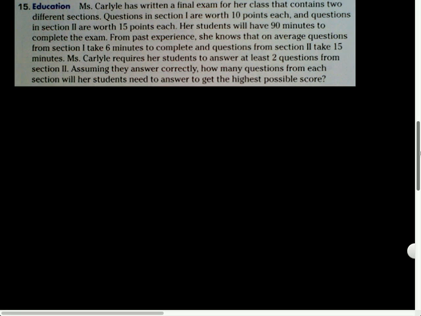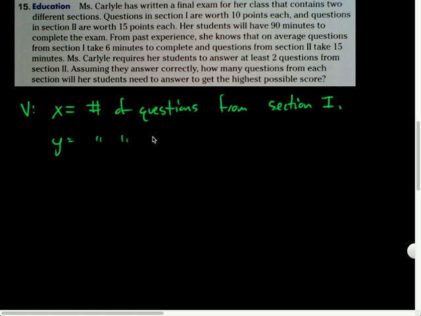Miss Carlisle requires her students to answer at least 2 questions from section 2. Assuming they answer correctly, how many questions from each section will her students need to answer to get the highest score possible? I like this. So what's the question? How many questions from each section, right? So those are my variables. So I'll say x is the number of questions from section 1, and y will be the number of questions from section 2.